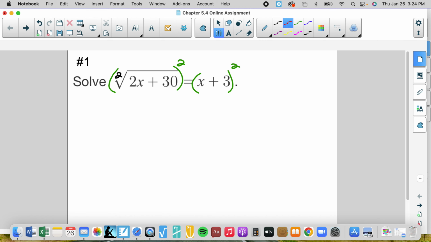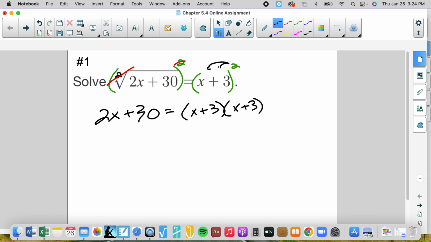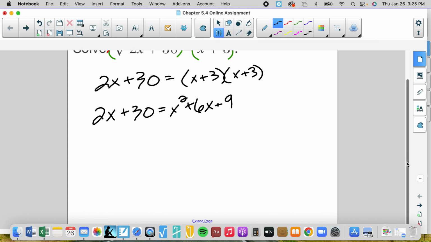So these will cancel, and that'll cancel out the radical. That'll leave you with 2x plus 30 equals, now the quantity of x plus 3 squared is x plus 3 times x plus 3. We cannot distribute this in there and make x squared plus 9. That would be wrong. So this is a binomial square, and we get 2x plus 30 equals x squared plus 6x plus 9. In Honors Algebra 2, you should know how to simplify a binomial square mentally.